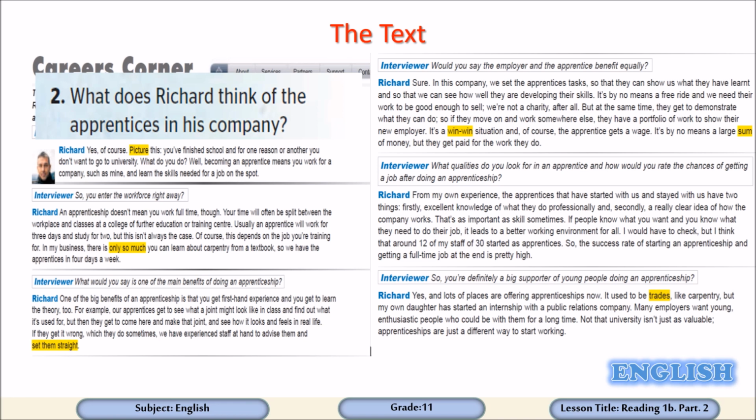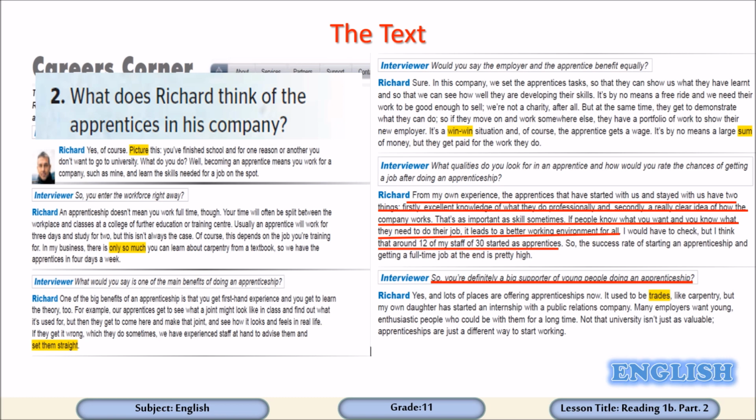Let's go with the question 2 now. What does Richard think of the apprentices in his company? The answer of this question is located in this part of the text. Also, look at the question here. So you're definitely a big supporter of young people doing an apprenticeship. What was the answer of Richard? Yes, very good. His answer was yes.